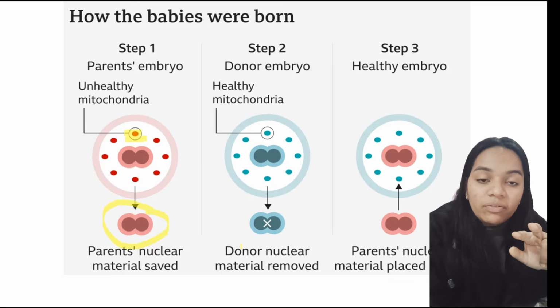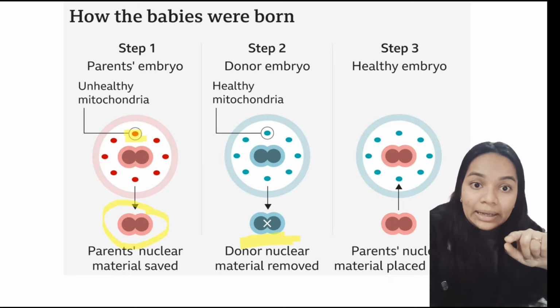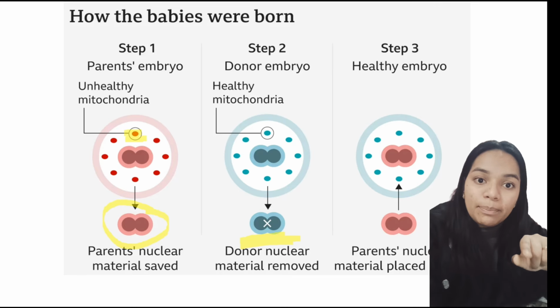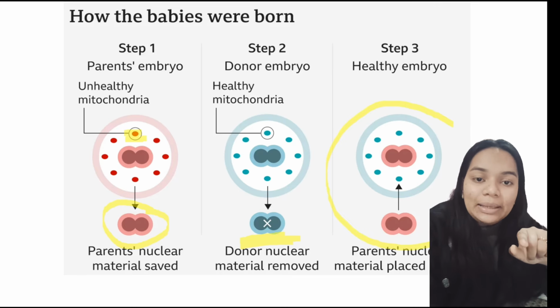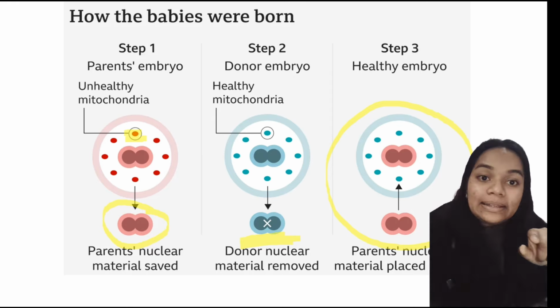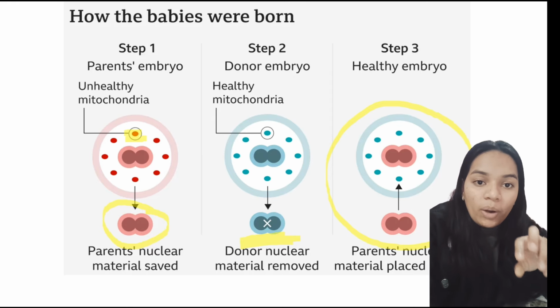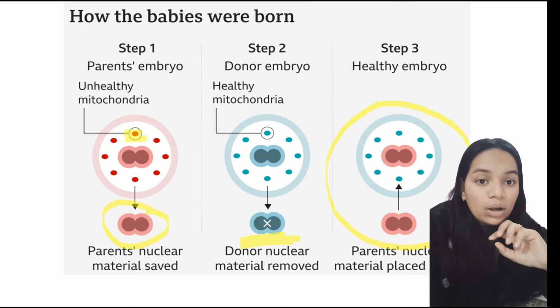So what we'll do is we'll remove the fused pronuclei from the embryo containing unhealthy mitochondria and transfer that pronuclei into the donor's embryo, which contains healthy mitochondria. Donor in the terms of mitochondrial donor embryo. And this way we can avoid the unhealthy mitochondria. This is the only method and there are no alternatives to it.